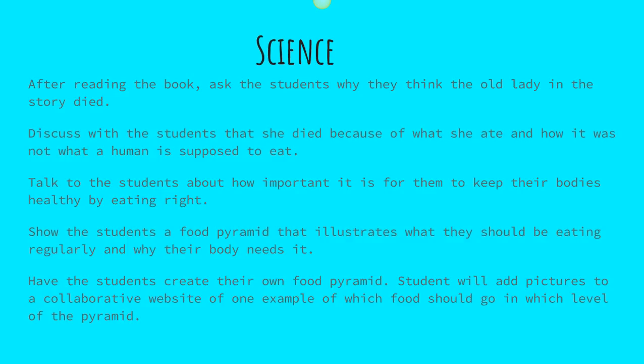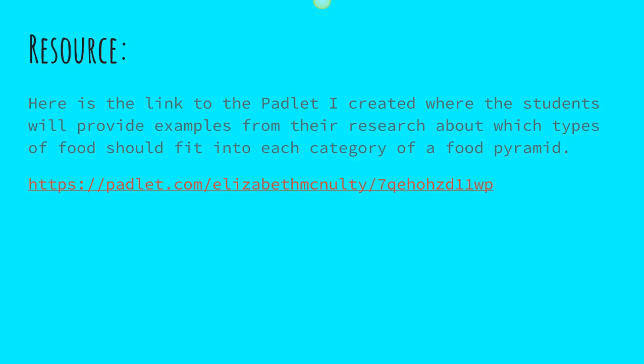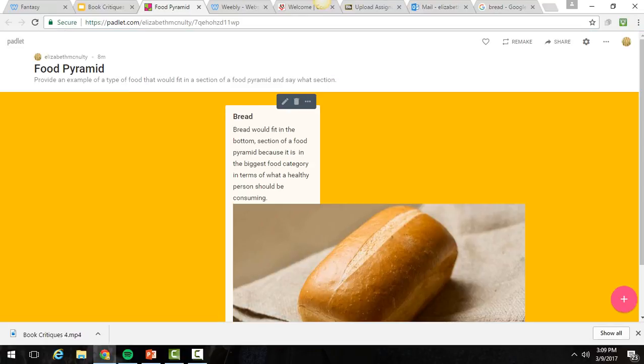I would show the students a picture of a food pyramid and tell them all the food they need to be eating to sustain themselves and why. Next, I will create a Padlet online and ask the students to provide specific examples of food that would be in a food pyramid and identify which section it would be in. This way, there are a plethora of examples of food that would be in a food pyramid for students to look at. Here's the link to the Padlet I created along with an example.